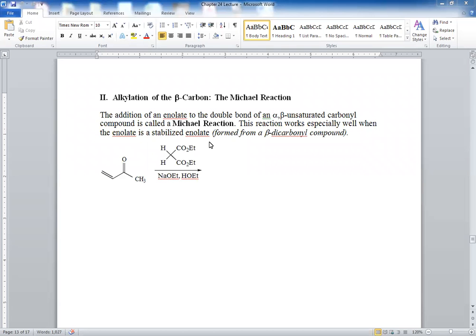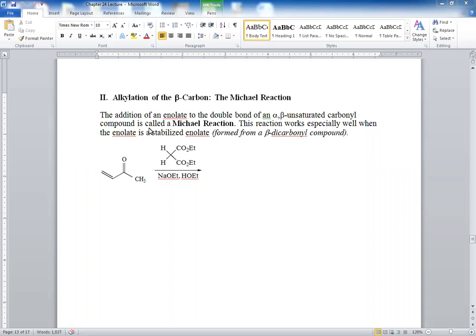The final reaction in chapter 24 is called the Michael reaction, and it alkylates at the beta carbon. So let's explain what it says here. The addition of an enolate to the double bond of an alpha beta unsaturated carbonyl, we've seen these before. It's called the Michael reaction, and this reaction works especially well when the enolate is a stabilized enolate.